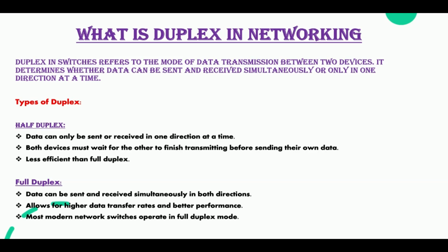Full duplex. Data can be sent and received simultaneously in both directions. Allows for higher data transfer rates and better performance. Most modern network switches operate in full duplex mode.